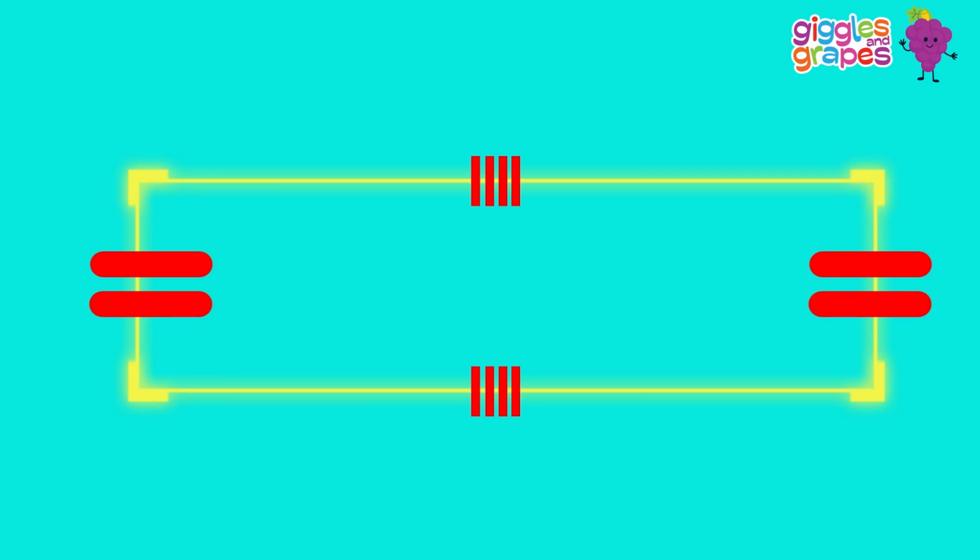A rectangle has equal opposite sides. 1, 2. 2 equal opposite sides.